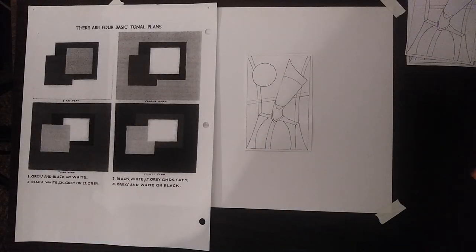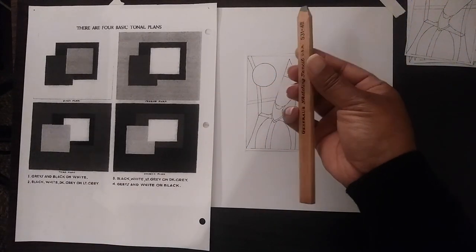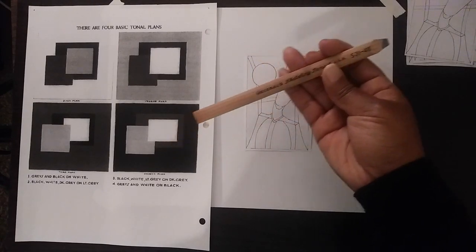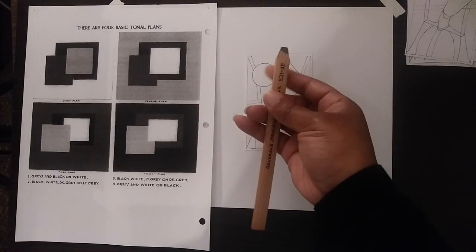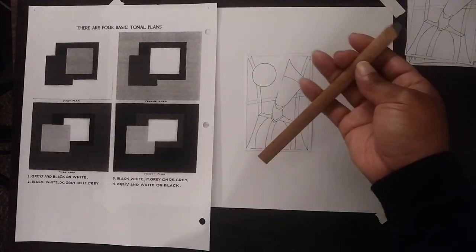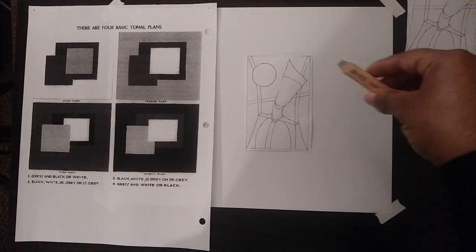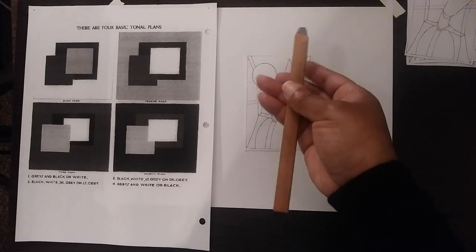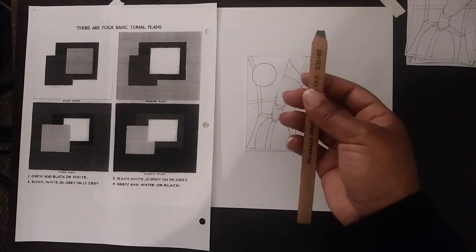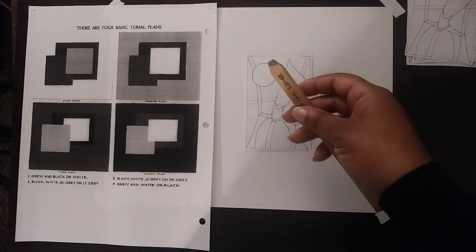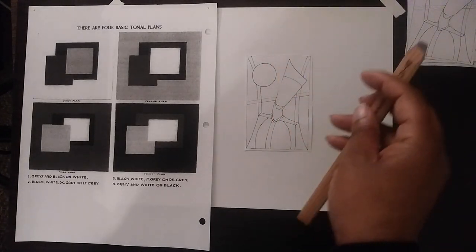All right, you guys, I am using a carpenter's pencil. I actually like these pencils for doing thumbnail sketches like this, because they get fairly dark and get fairly light, and because it's flat, I can move fairly quickly with these. Any pencil will work if you want to use a pencil. All right, guys, I'm going to go ahead and get started.